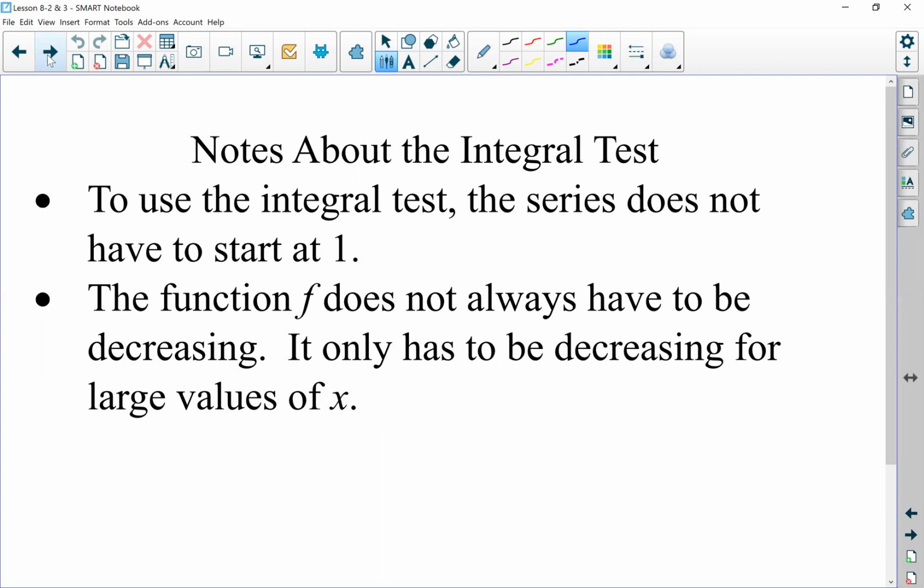We use 1 to infinity, but really it does not have to start at 1. As long as the function is defined, it could start anywhere, as long as it's defined on that interval. Also, the function does not have to be decreasing all the time. Basically, we just want it decreasing for large values of x, and we'll take a look at how to tell that here in just a moment.